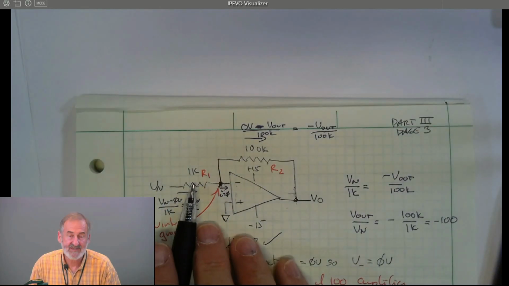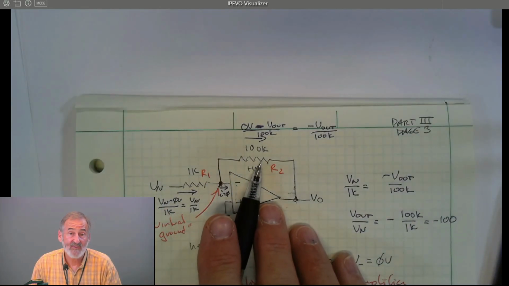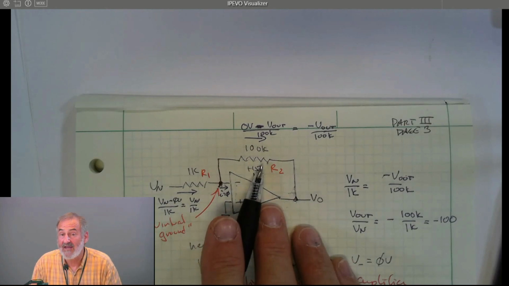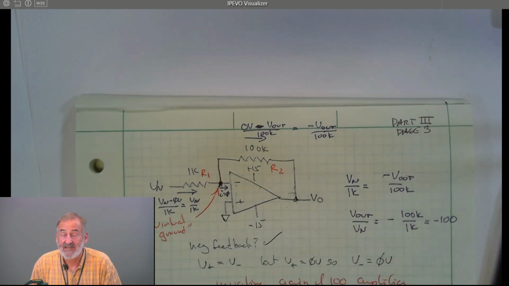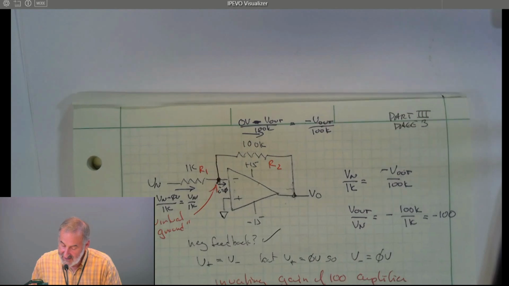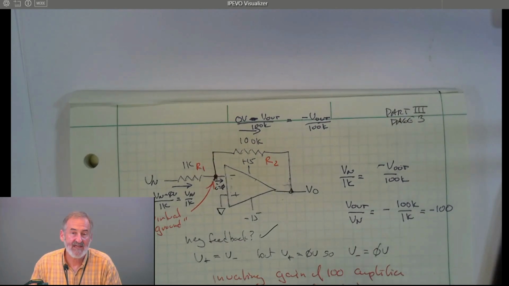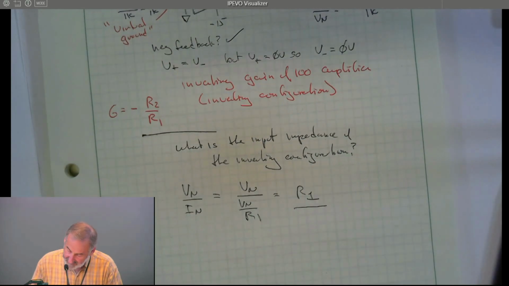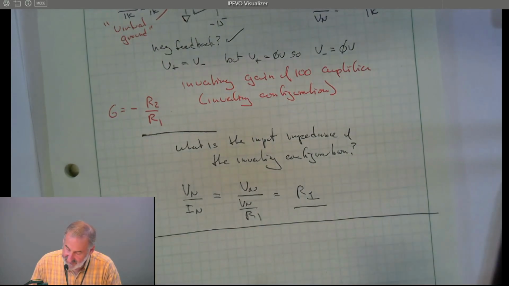We can make this resistor bigger. We could make it 10K, but then we'd have to make this 1 meg if we wanted a gain of 100. In general, I don't recommend going over 1 meg for resistors, because then you have to start worrying about op-amp errors. Right now we're considering the op-amp to be perfect. That's a lot easier than worrying about real-world errors. As long as you keep your resistors between 1K and 1 meg, in general, those errors aren't going to hurt you. All right, so that's the inverting configuration.